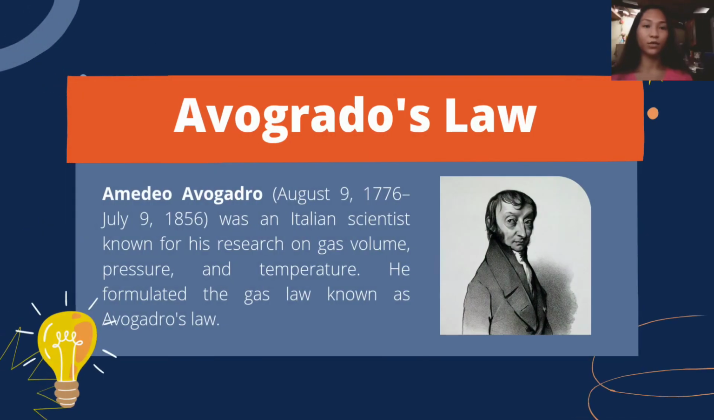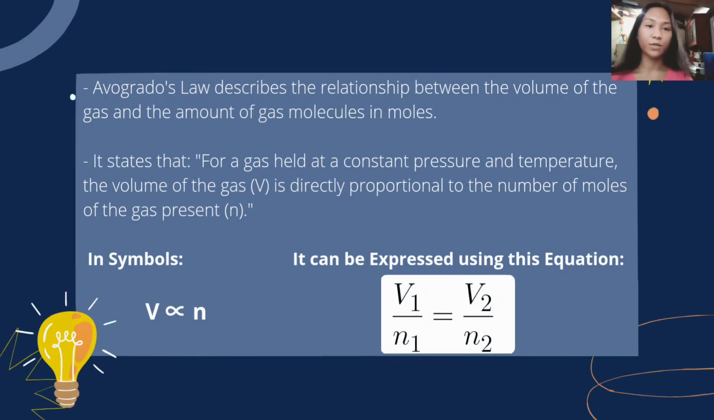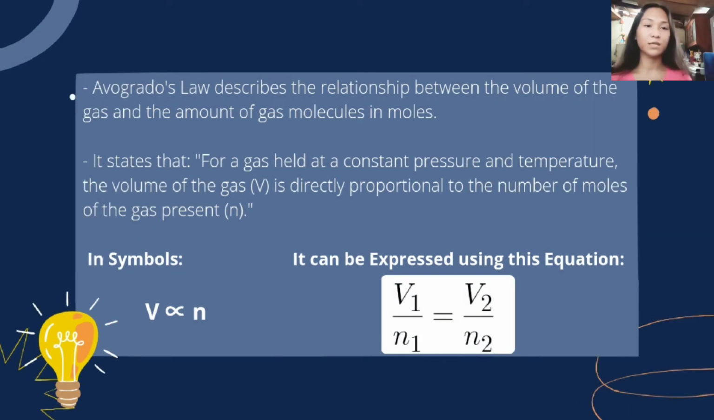The next gas law is Avogadro's law. Amedeo Avogadro was an Italian scientist known for his research on gas, volume, pressure, and temperature. He formulated the gas law known as Avogadro's law. Avogadro's law describes the relationship between the volume of the gas and the amount of gas molecules in moles. It states that for a gas held at a constant pressure and temperature, the volume of the gas is directly proportional to the number of moles of the gas present.